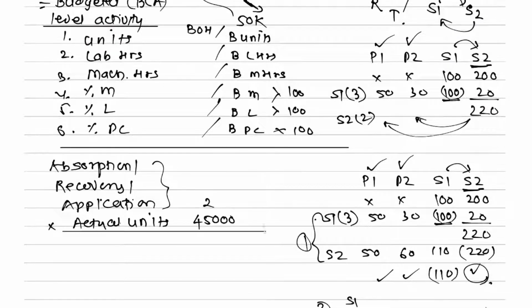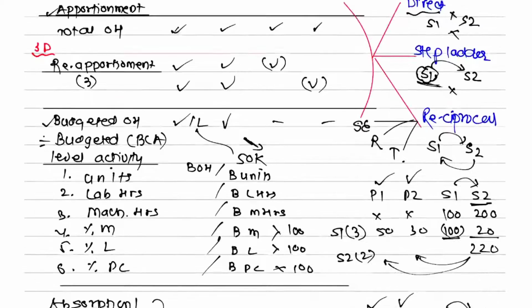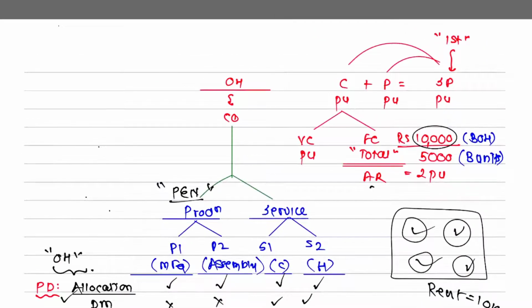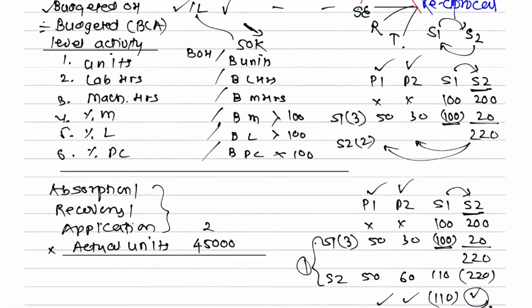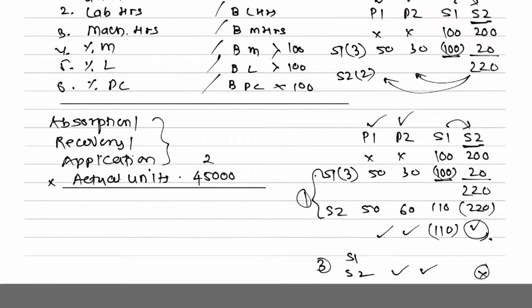So what is the amount that you have recovered? These 2 rupees came here, right? 2 rupees absorption. Then profit is added to get the selling price. So when you actually sell 1 unit, you get this selling price, and in the selling price, you get 2 rupees for overhead. Is that clear? So now, you have sold 45,000 units.